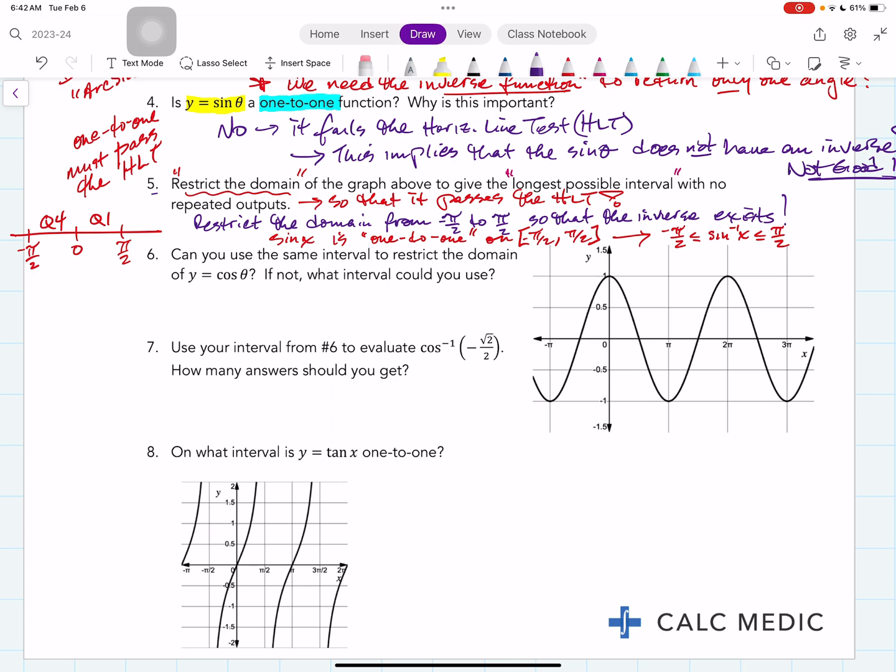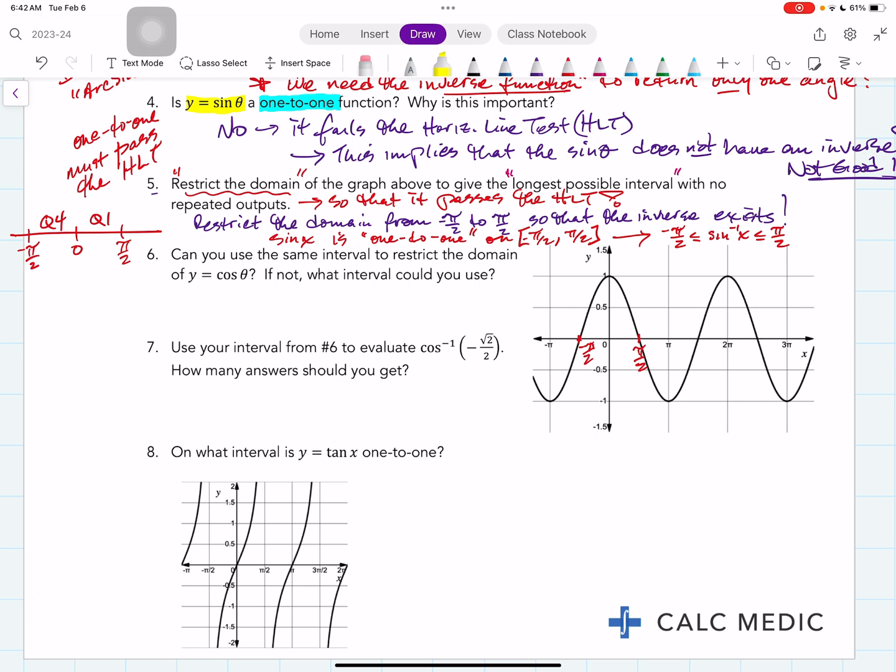If not, what would the interval be? Well, let's draw in the same interval here. So from negative pi halves, let's plot here so we can see things. So here's negative pi halves right there, and then pi halves is over here. Half a pi is pi halves right here. And if you highlight the part of the function that is between negative pi halves and pi halves, you can see that if you draw a horizontal line, it intersects it twice. All right, no good. That is definitely not a good interval to choose.